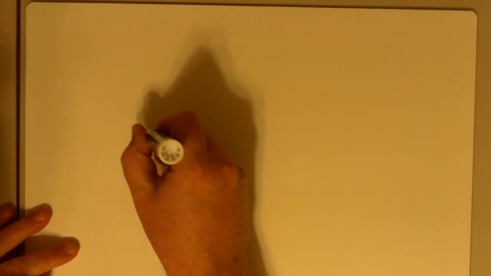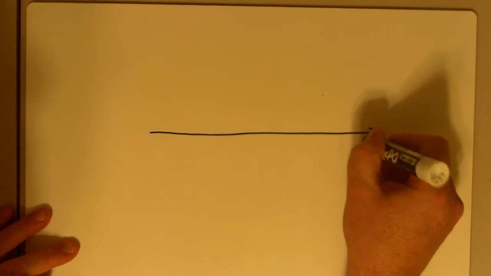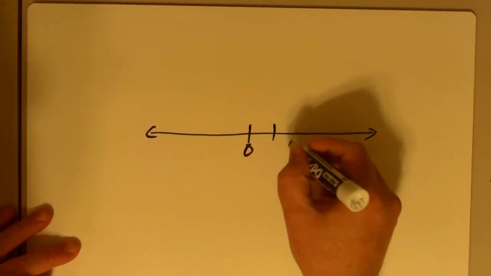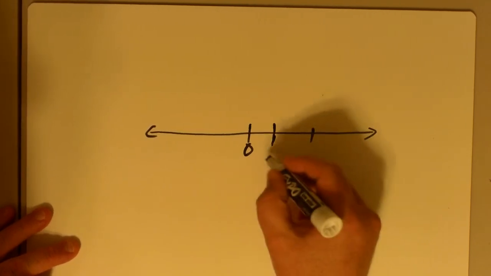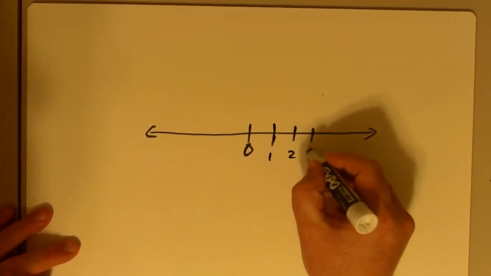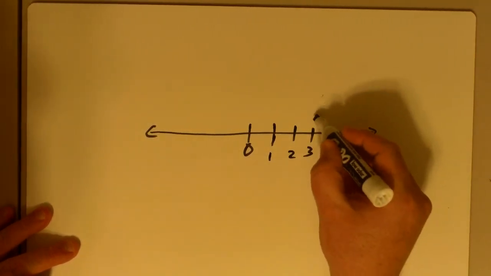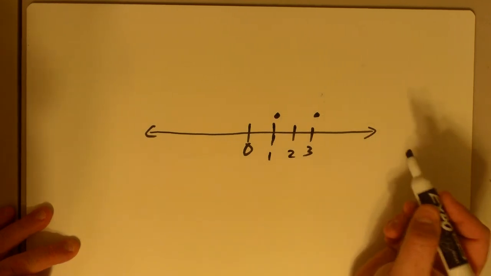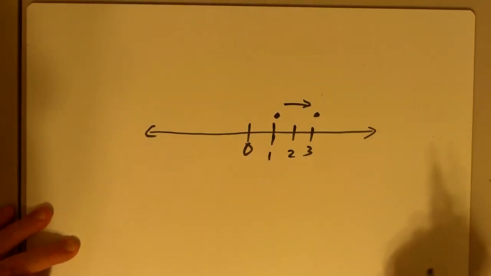We can order or we can compare these numbers just simply by looking at a number line. And anything on a number line that goes to the right or further to the right would be a bigger number. So for example, if this is, let's say, 1, 2, 3, the number 3 is bigger than the number 1 because it's further to the right on the number line.